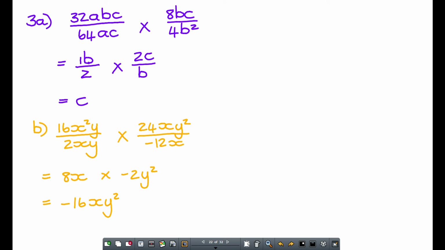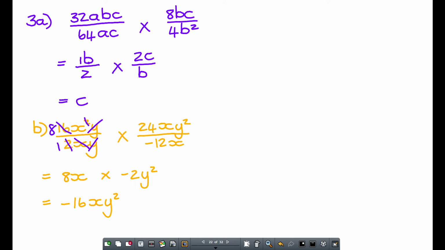Yes. There's a yes. Okay, so over here, 2 will go into itself once, 2 will go into 16, 8 times. Then X cancels out with one of those X's at the top, and the Y cancels out with a Y. So have a look, you've got left 8X over 1, or just 8X.